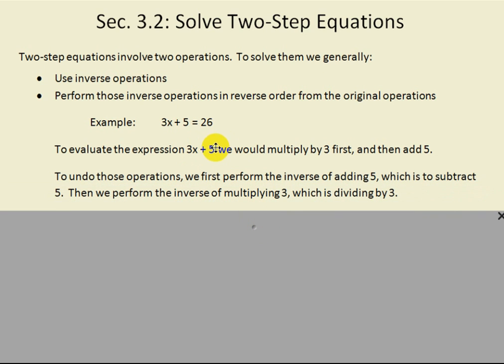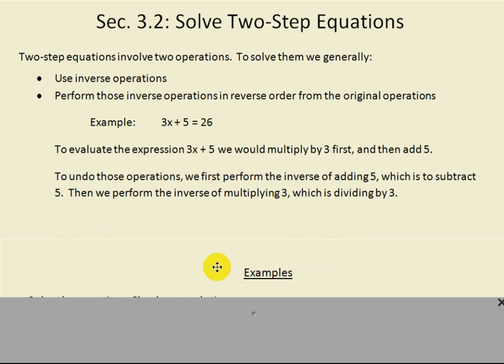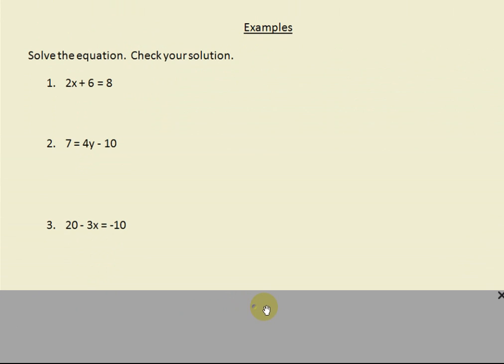So instead of multiplying and adding, we undo the addition first. So we take the inverse of adding 5, which is to subtract 5. Then we're going to undo the multiplying by taking its inverse operation, which is dividing by 3. Let's look at some examples and see how this works. So our directions are going to be pretty similar to last time. Solve the equation and then check your solution.